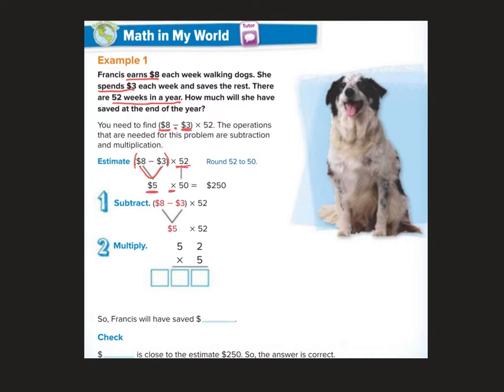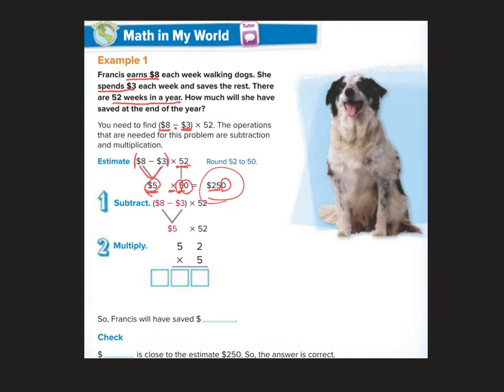But here what they're saying is, if we estimated, we can multiply it by 50. So then I just do 5 times 5 is 25. We got our zero, $250. So it should be all about $250.